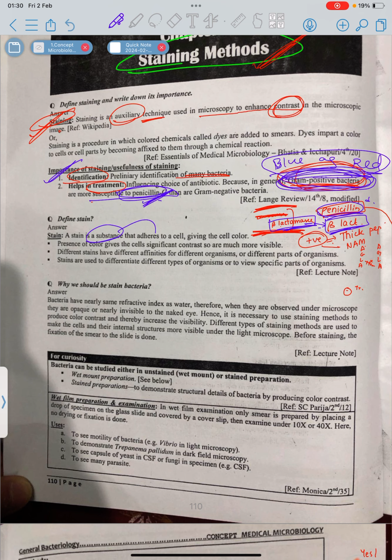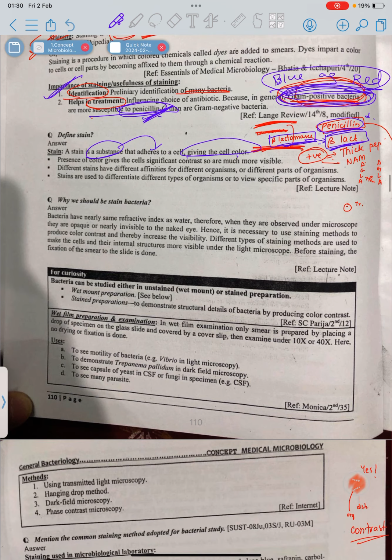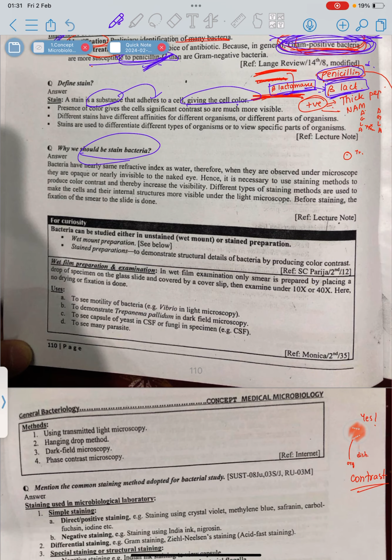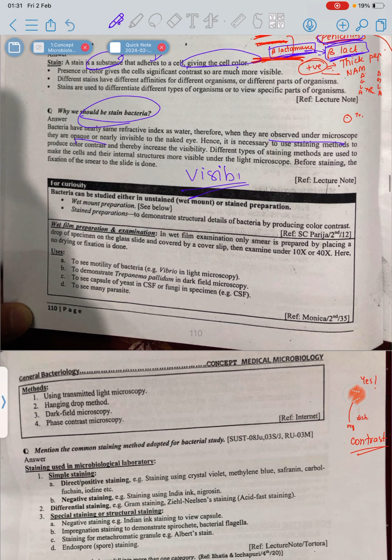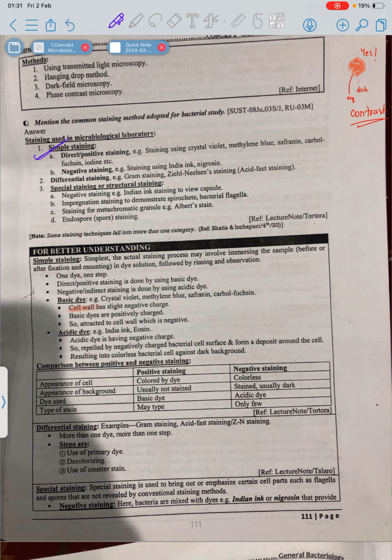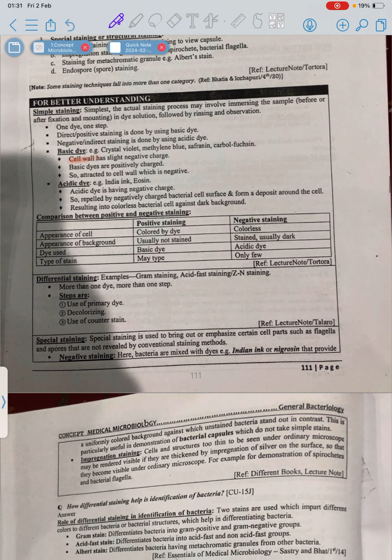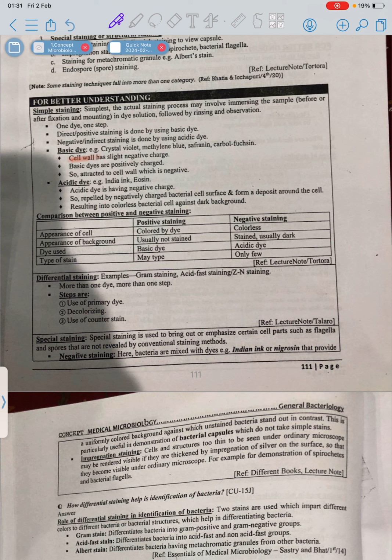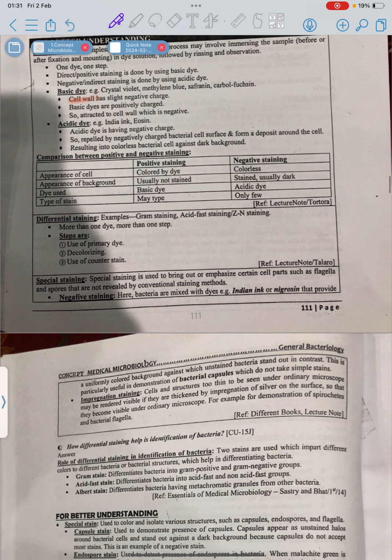Now what is a stain? A stain is any substance which adheres to a cell and gives it a color. So why should we stain a bacteria? To observe it under the microscope, for better visualization, for visibility. Now, types of staining. Simple staining can be direct, which is positive, with crystal violet, methylene blue, carbol fuchsin that we just did. Negative staining, I mentioned already, Indian ink. For better understanding, you can go through this slide. Not very important.